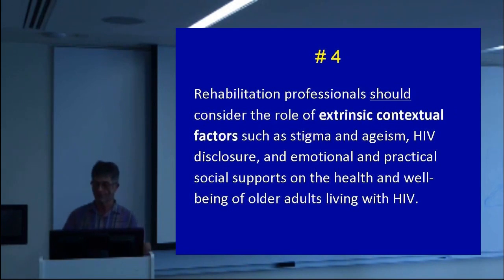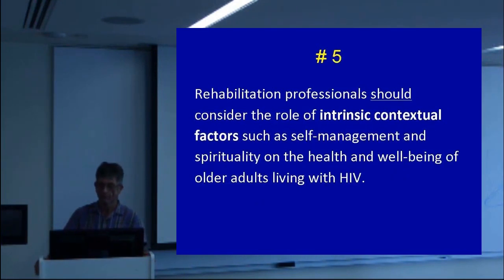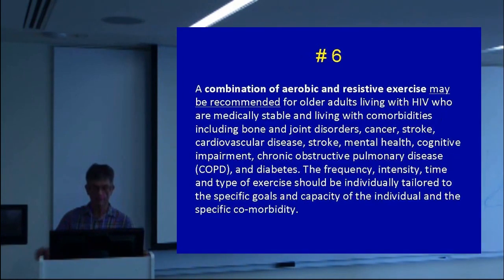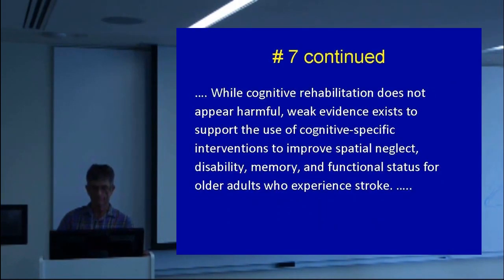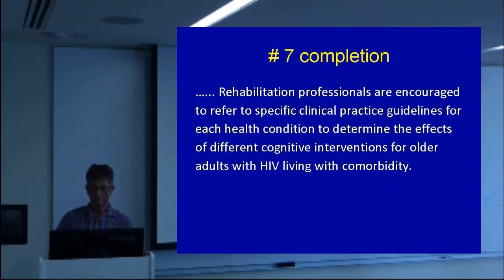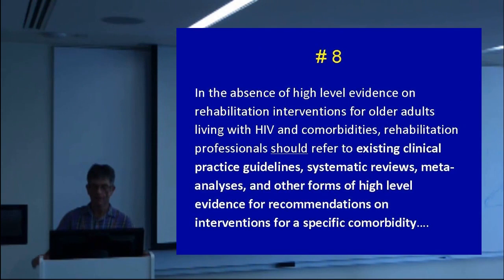Okay, so the fourth one, you can read that quickly. We should look at the extrinsic contextual factors. Number 5, we look at the intrinsic contextual factors, including self-management and spirituality. Number 6 is the exercise one. Number 7, cognitive rehabilitation interventions. And the 8th one is that in the absence of high-level evidence on rehabilitation, you should refer to the existing clinical practice guidelines, systematic reviews and meta-analyses for the specific comorbidity.